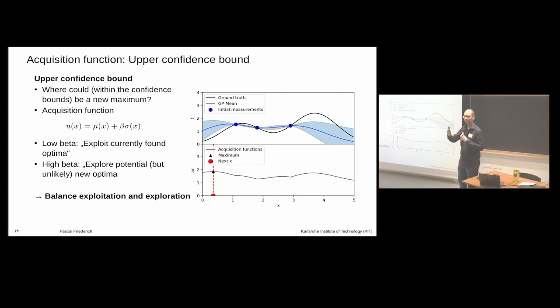We can also set beta to higher values. That would be more explorative, so we go to points where the uncertainty is higher. We can also set beta to small values, in the extreme case to 0, and that would be the more exploitative character. We only go where the mean prediction is high. We don't care so much about the uncertainty. There are other ways of doing that.